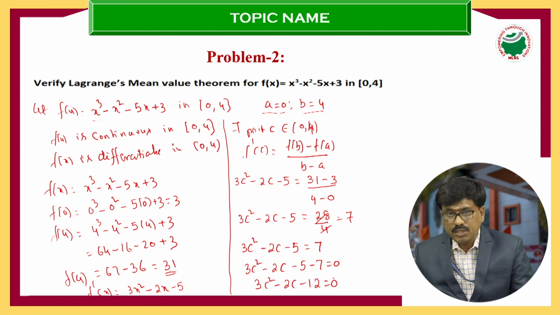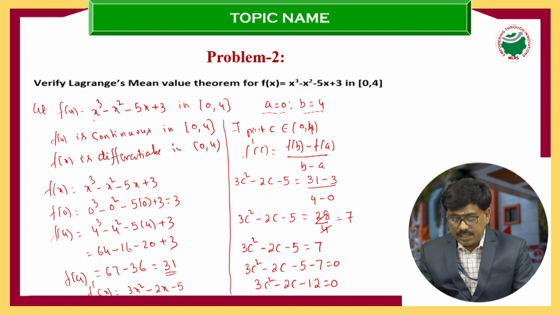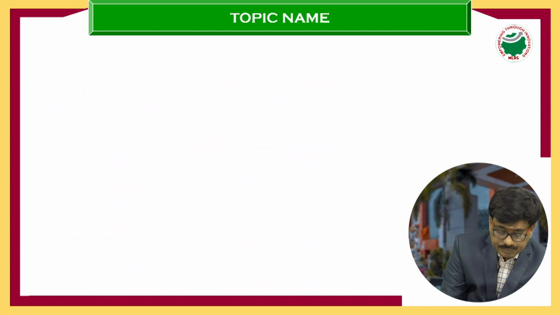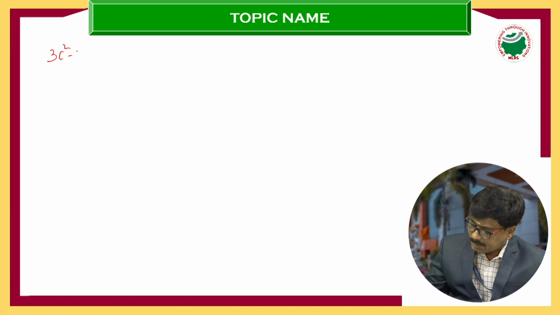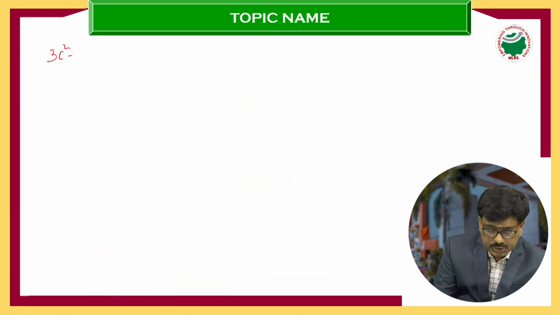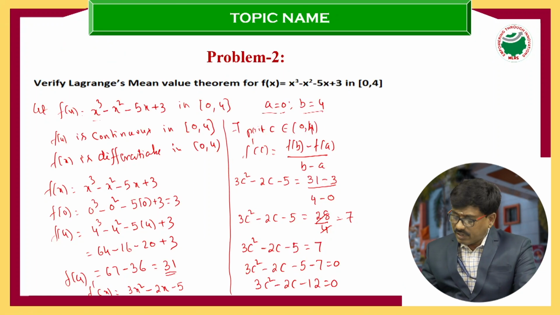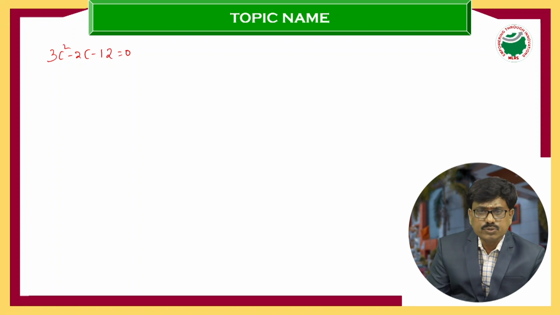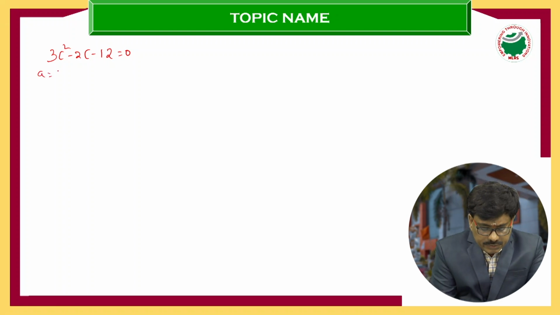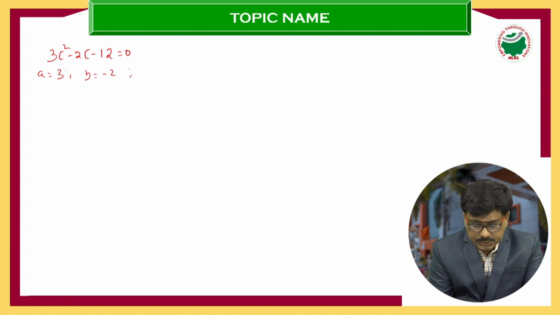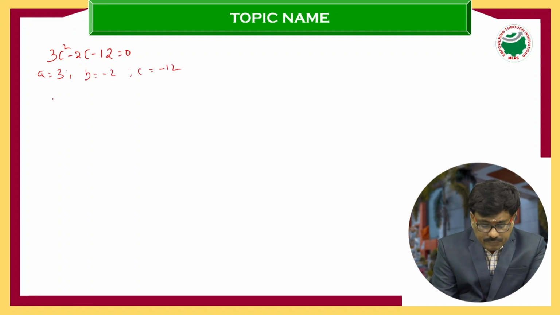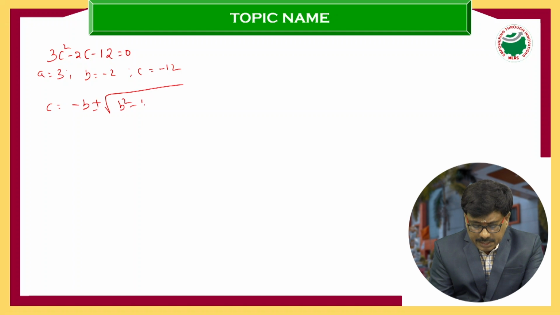We need to calculate the roots, the value of c, and that c value lies between 0 comma 4. Okay, let us go to one more slide. 3c square minus 2c minus 12 equal to 0. This is a quadratic equation, and we know how to solve it. What is a value? a is 3. b is minus 2. c is minus 12. Therefore, c equals minus b plus or minus under root of b square minus 4ac, divided by 2a.